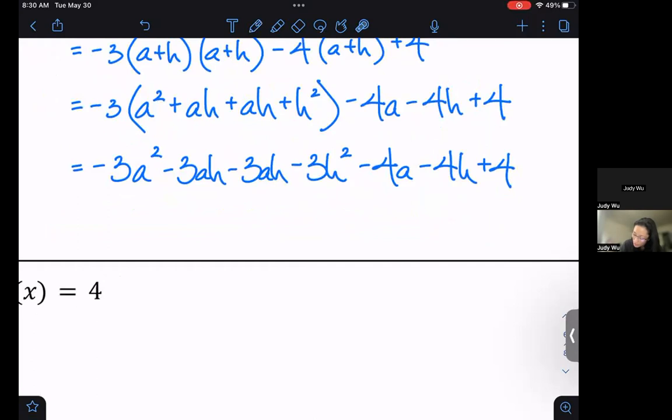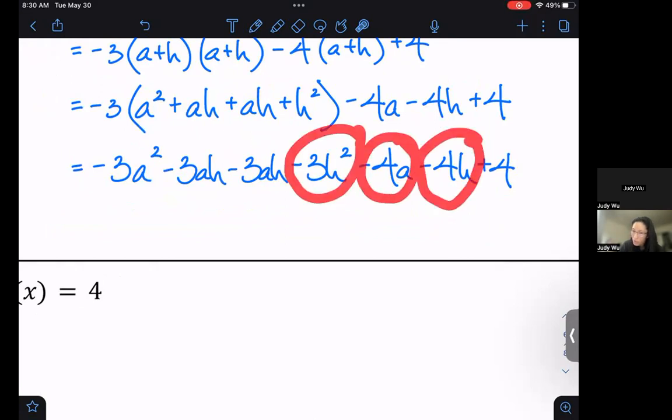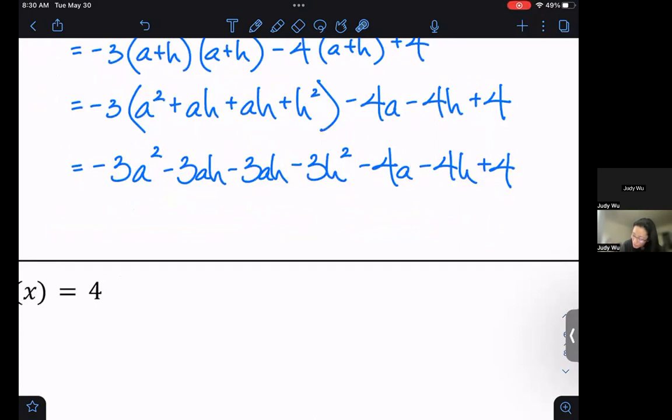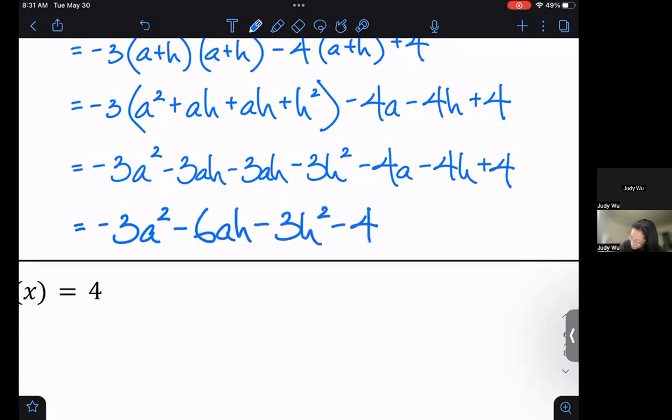All right, so I only see this one a squared. I only see this one h squared and an a and an h, so we're going to leave those. But I notice here that I have a -3ah and a -3ah. So I can actually combine those, and I'll end up with -3a squared minus 6ah minus 3h squared minus 4a minus 4h plus 4.